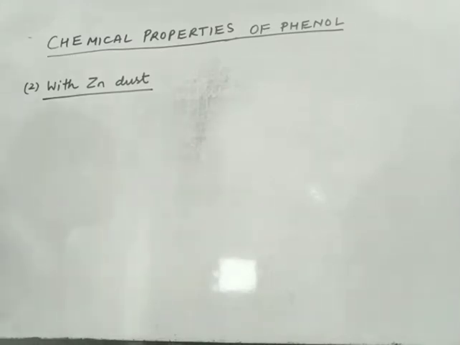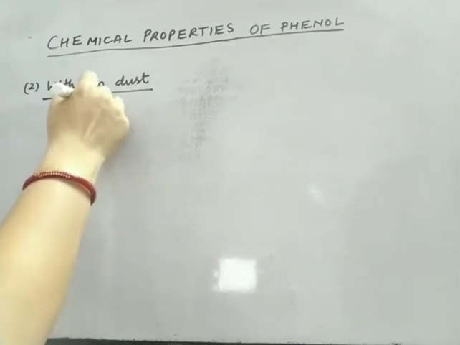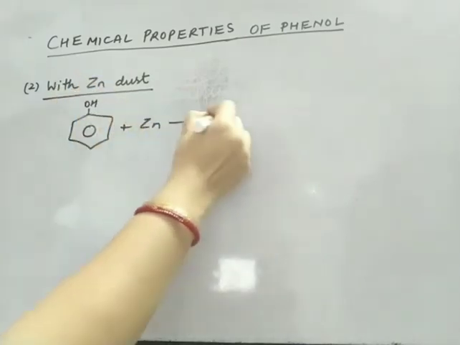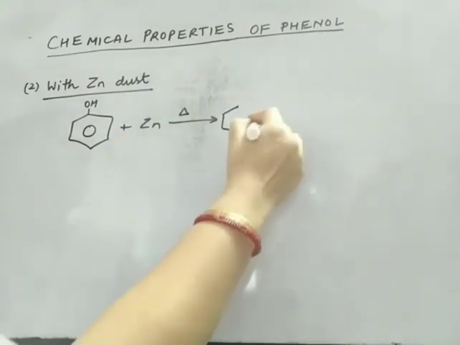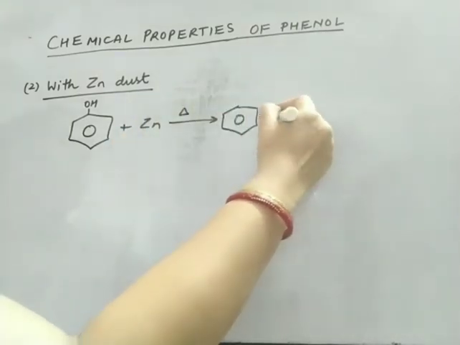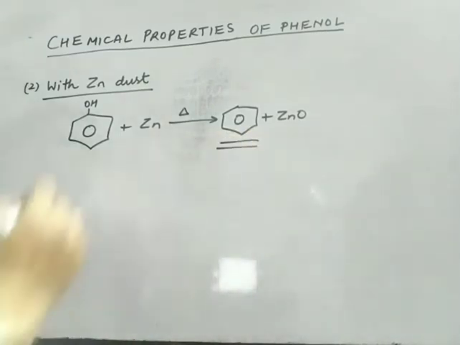Now moving on, the next reaction is with zinc dust. This reaction is also due to the phenolic group only. When phenol is heated with zinc dust, what will happen? It changes into benzene. So this oxygen will combine with zinc to form ZnO.